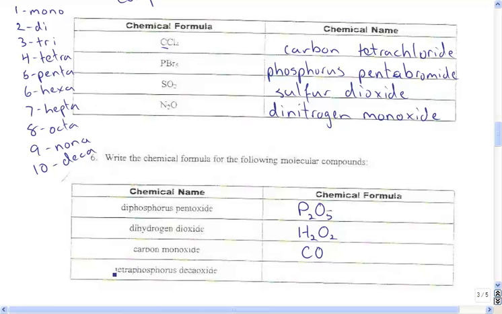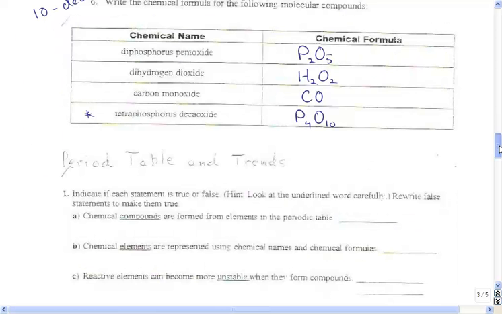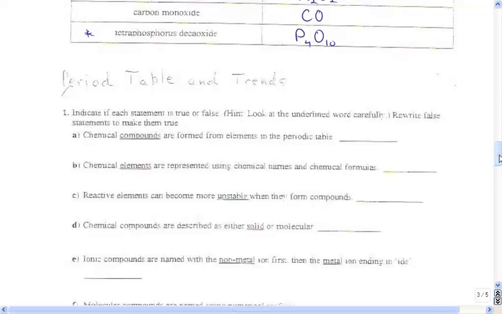But tetraphosphorus deca oxide, I'm hoping this won't be in there, but I don't recall if something like this was there. But if it's there, you know what it is. So tetraphosphorus, phosphorus, there's 4. Deca oxide, there's oxygen, and there's 10. So P4O10.